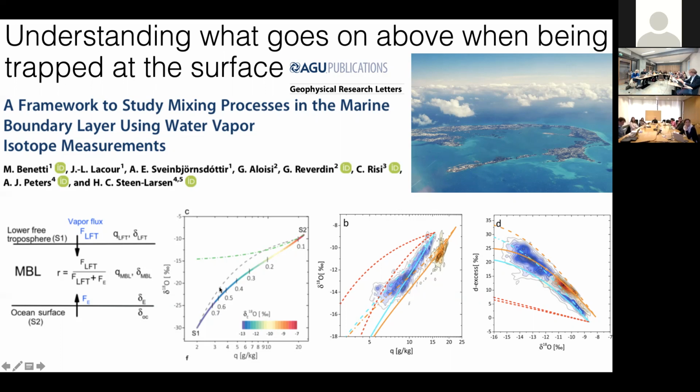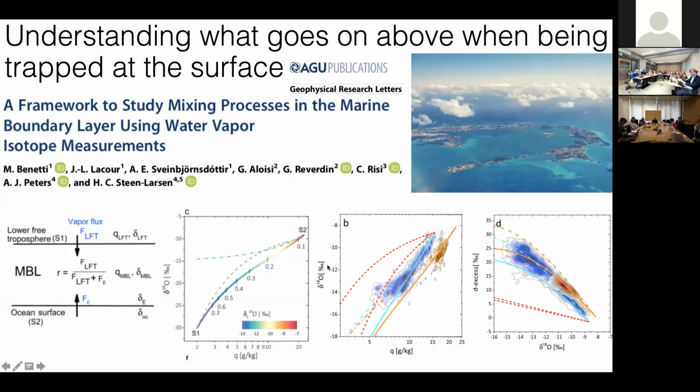However, by mixing and taking into consideration Craig and Gordon, we in fact find that the isotopic composition of the flux changes as a function of the mixing. And when we plot the delta 18O, the isotopic composition, versus the humidity, we find this kind of S-shape or banana shape. So for a long time we called it the banana model, but we thought we had to be a little bit more serious when we published it. So it became the marine boundary layer mix model.